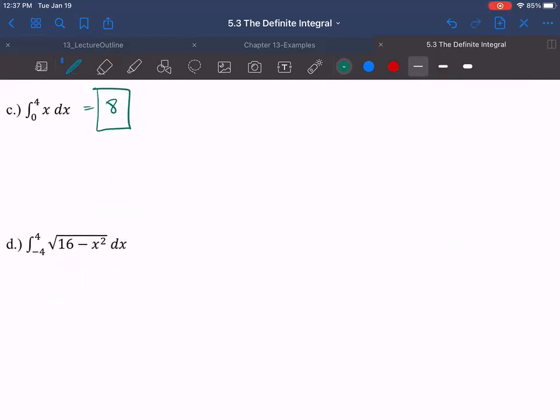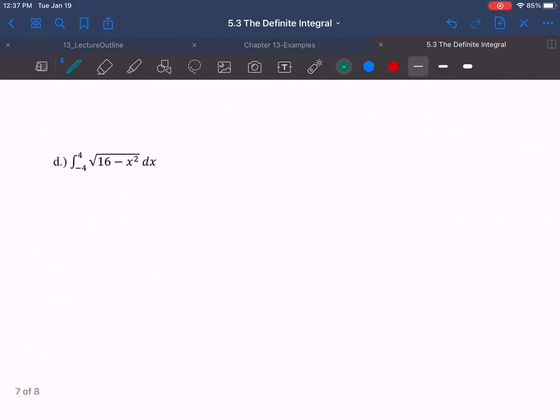This is from -4 to 4. How can we do this integral? I don't want to do that. Think about what we're doing, interpreting it as an area. What is that? What is that a graph of? The top half of the circle, right? I think we all know how to find the top half of the area of a circle, right?